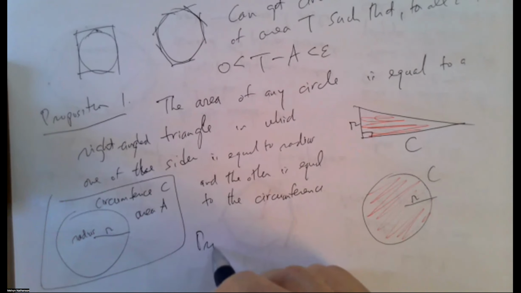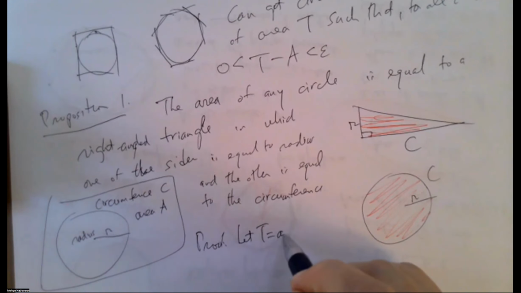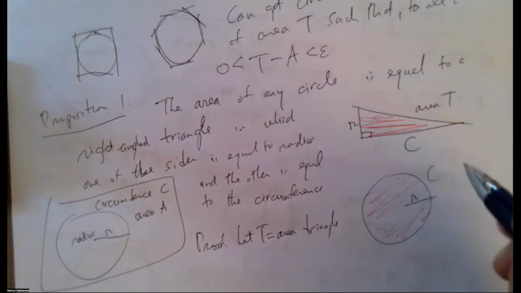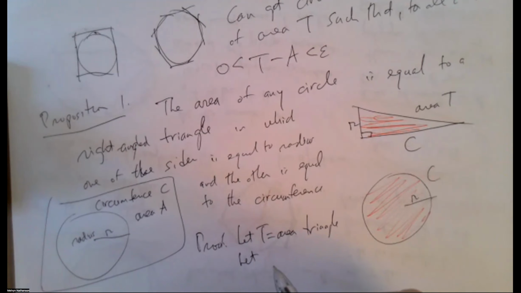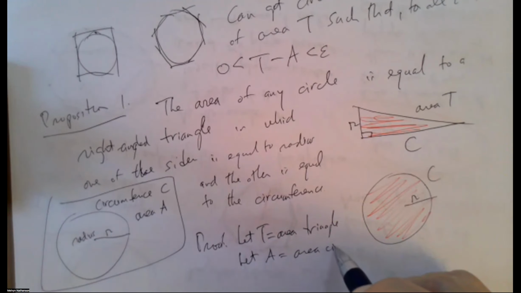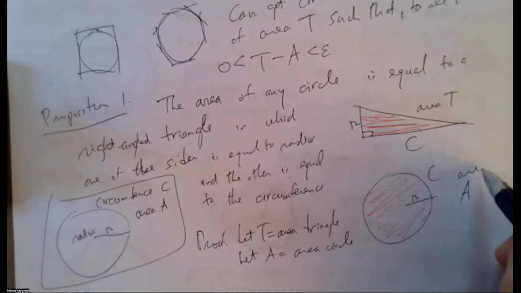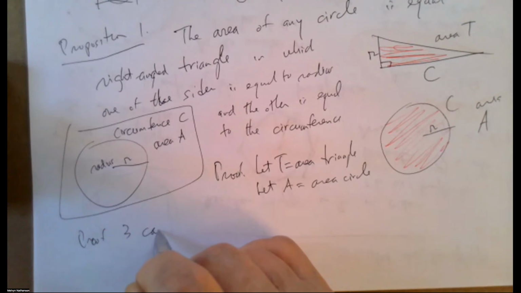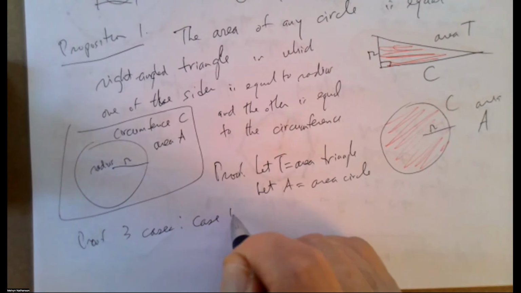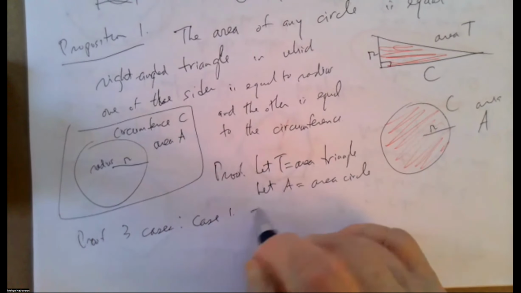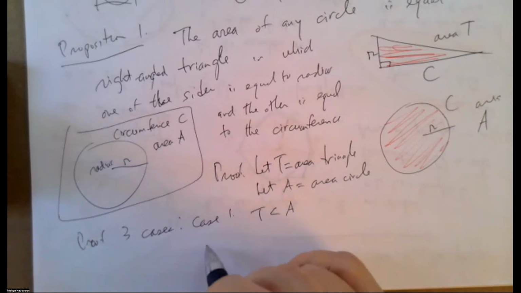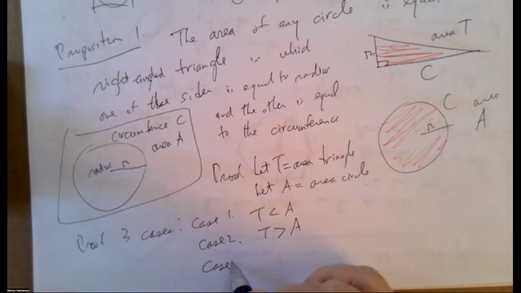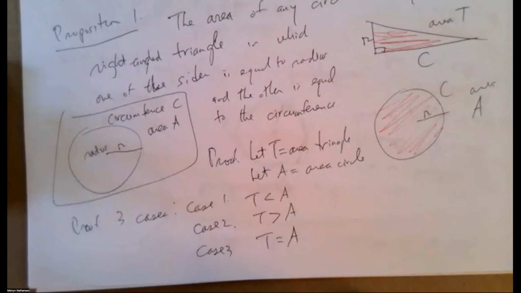So how do we prove this? Suppose we let T be the area of the triangle. So this triangle has area T, and suppose we let A be the area of the circle. There are three cases, three possibilities. So proof. Three cases. Case one, the area of the triangle is less than the area of the circle. Case two, the area of the triangle is bigger than the area of the circle. And case three, the area of the triangle equals the area of the circle.